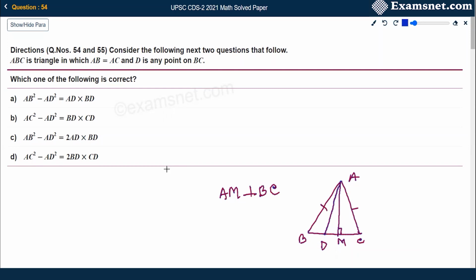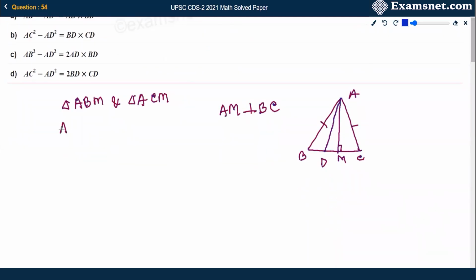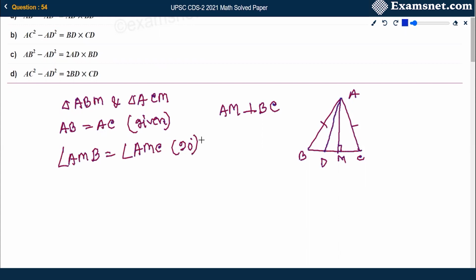So here we can see triangle ABM and triangle ACM. Among these two, we know AB equals AC, that is already given to us. Okay, here since AM is perpendicular on BC, we can say angle AMB equals angle AMC. Why? 90 degree. These two are perpendicular, they are a linear pair, so they both are 90 degree each, and we can see AM is a common side.